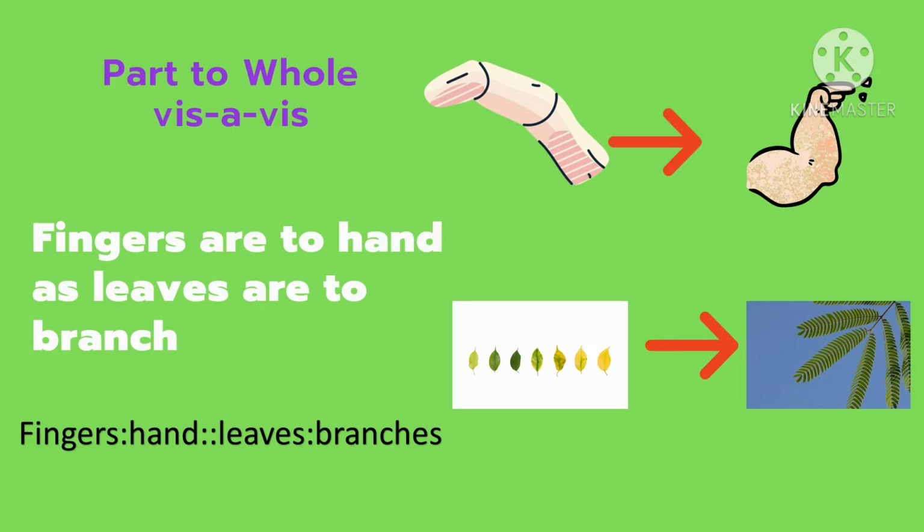The first relationship here is the relationship of a part to whole or a whole to part. That's what we call vice versa. Fingers are to hand as leaves are to branch. We all know that a finger is part of the hand as leaves are parts of a branch. Basically, this is how a relationship goes with the part to whole or whole to part. We can also write it this way: fingers : hand :: leaves : branches.